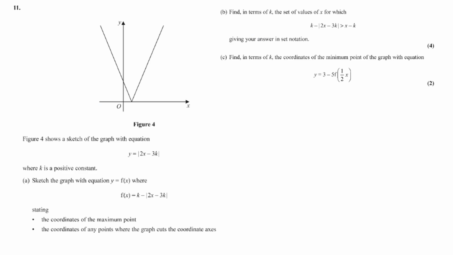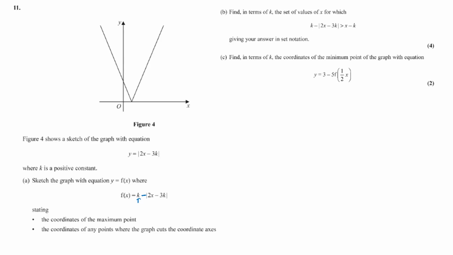The next question is about functions and their graphs, but it's also about transformations of graphs. So we've got this modulus graph here, which is 2x minus 3k, and we have to sketch the graph where we've transformed it. It's got a minus in front, and we've also added k. So let's have a look at the original graph to start with.